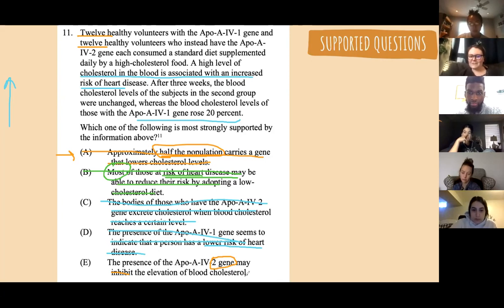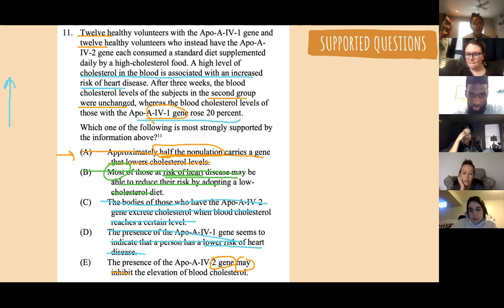I love that it uses the word may. So it's not even definite, right? It's very loose, like may contribute, may prohibit or may prevent. And how do we know that? Because in our study, only gene 1 rose 20%. The second group was unchanged.